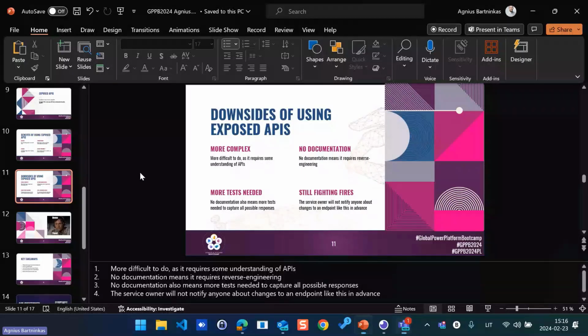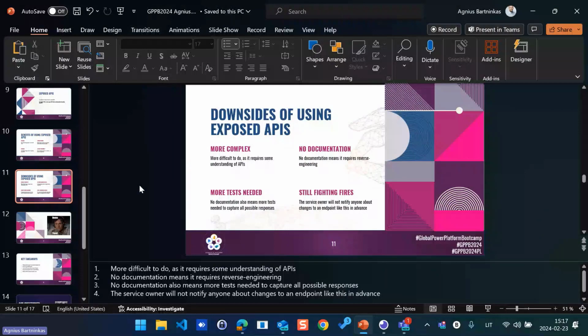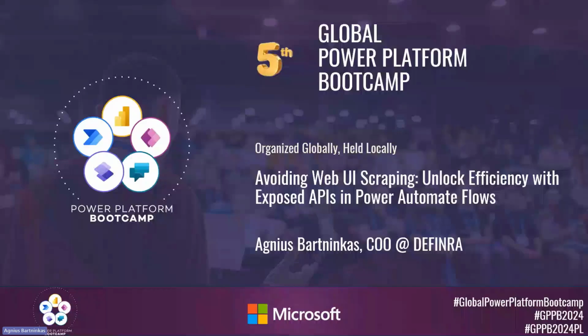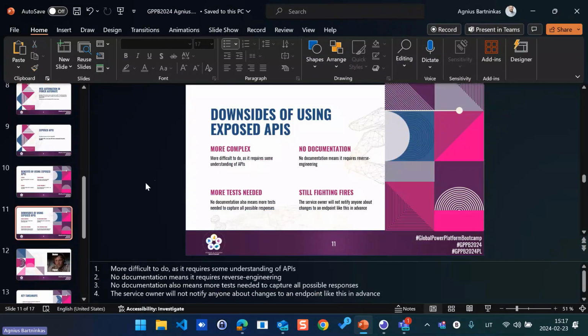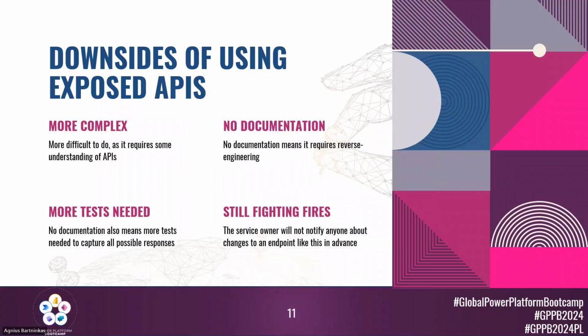Right. So I was on this line. Oops. Sorry, not this one. Indeed, I was on this one, right? You were mentioning the points: no documentation, more testing needed, and still fighting fire. And this is when I think we lost you. So the last point: you heard the fact that we would still need to fight fires because no one will ever notify us about changes to these APIs, right?